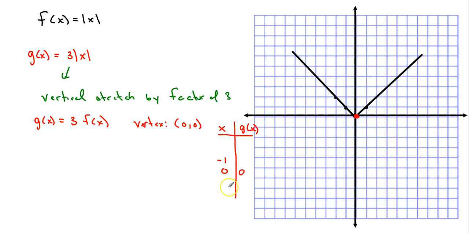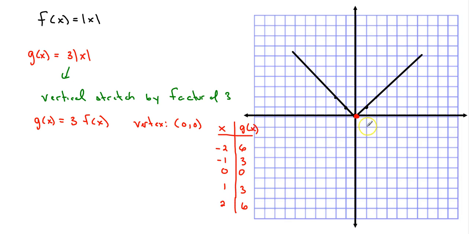If I go 1 unit to the left, 1 unit to the right of the vertex, if I plug in -1 into my function, what's the absolute value of -1? Times 3. So absolute value of -1 is 1, times 3 is 3. And the same thing will happen if x is 1. Absolute value of 1 is 1, times 3 is 3. And if I plug in -2 or 2, absolute value of -2 is 2. 2 times 3 is 6. And we got that.